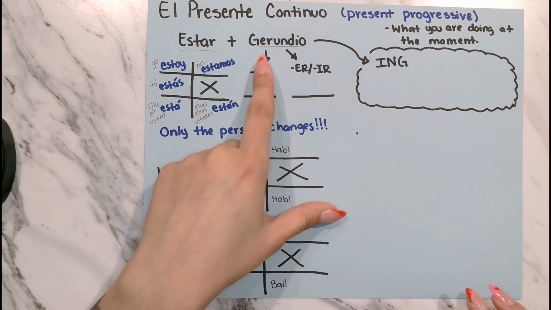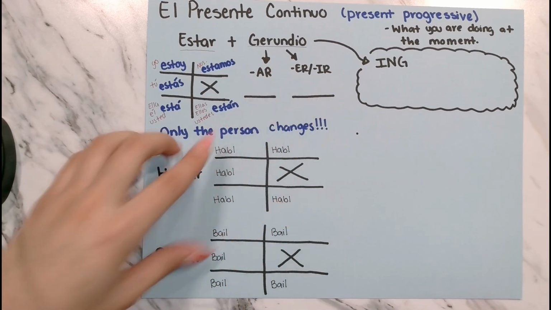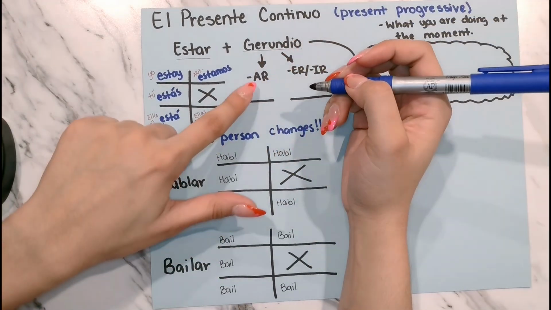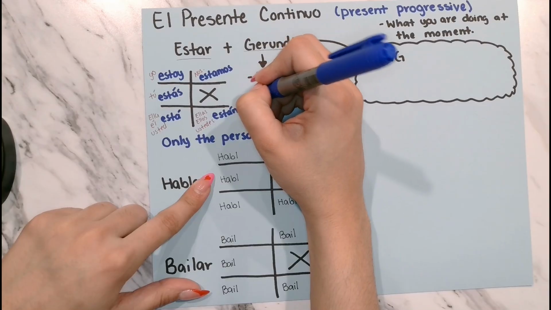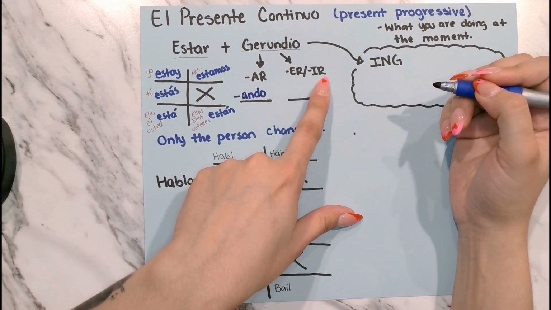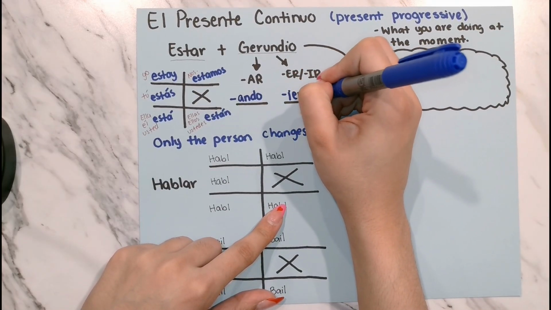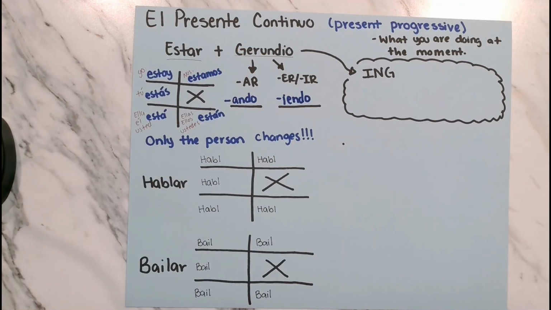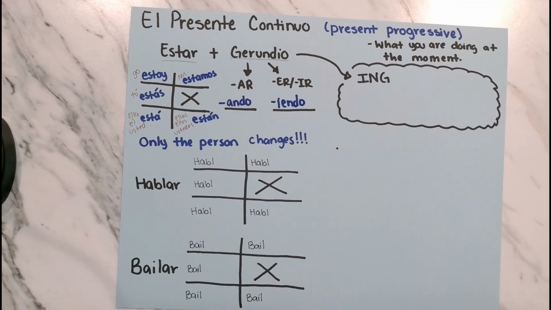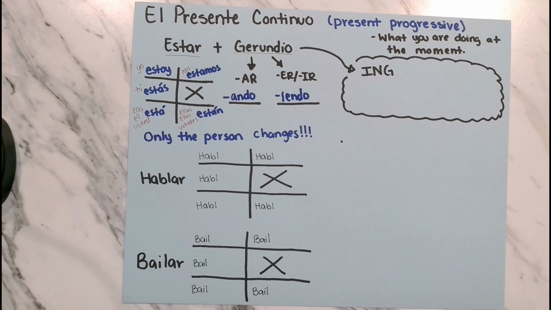When it comes to el gerundio, we have two endings, okay? Only two endings, which are AR es ando, ER es yendo. To better explain el gerundio, it is the ing at the end of a verb.